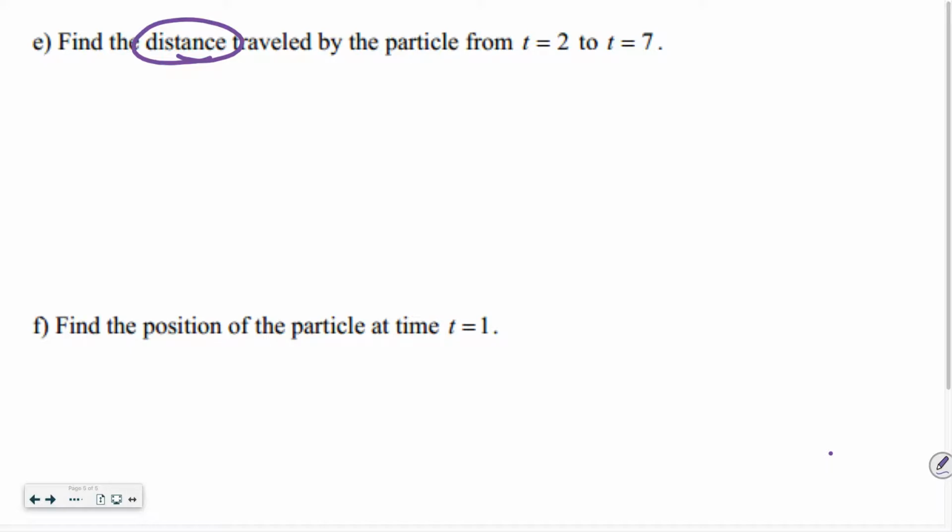Okay, distance traveled. Let's go back to our arc length concept. How did we calculate arc length? The integral of speed.